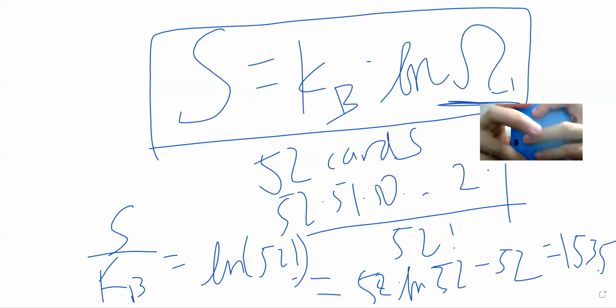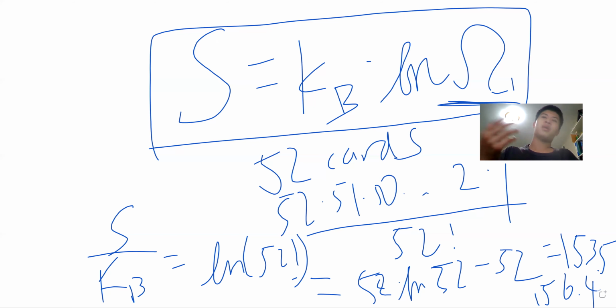And if we actually calculate the actual value of the natural log of 52 factorial, we get 156.4. So we can see that Stirling's approximation works really well. So yeah, that's basically Stirling's approximation.